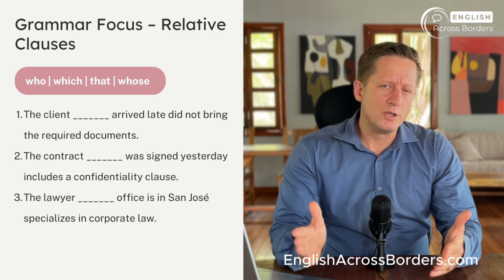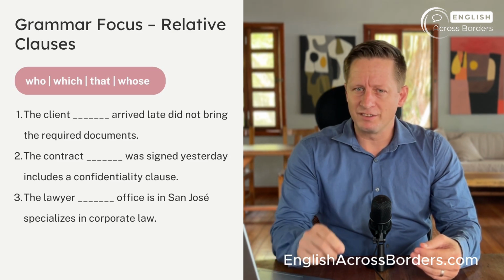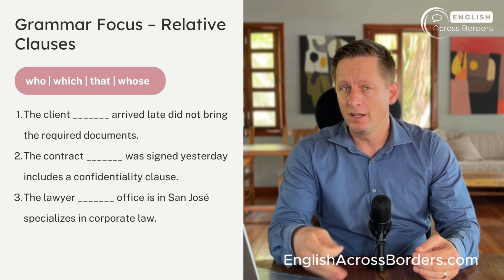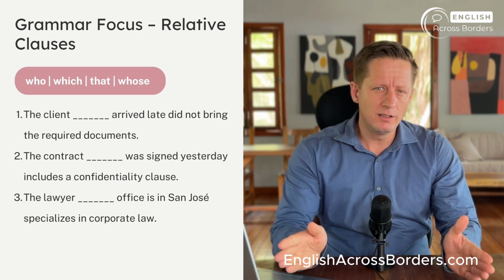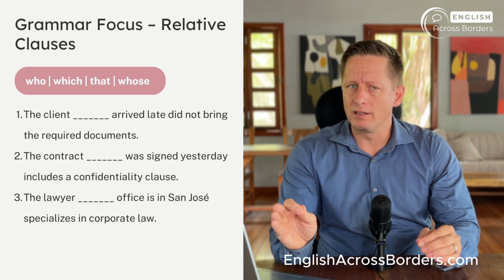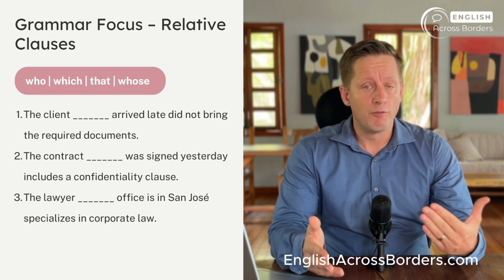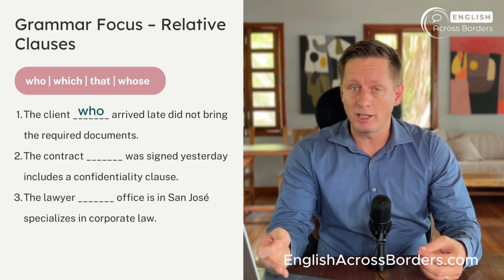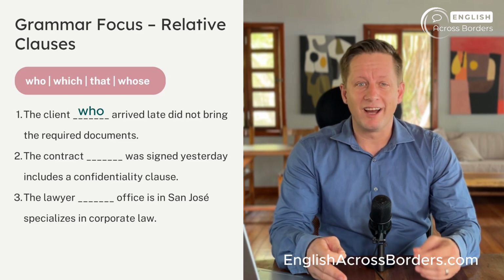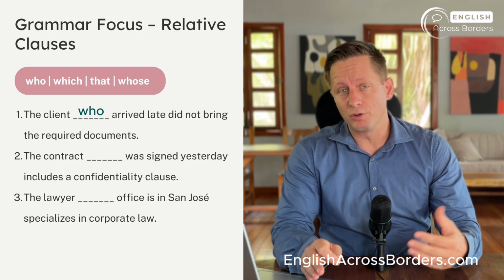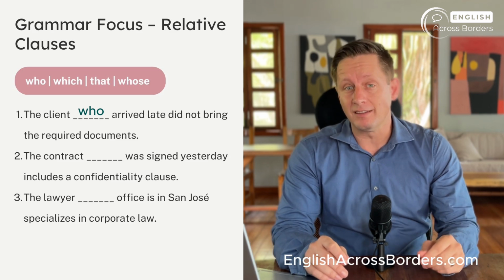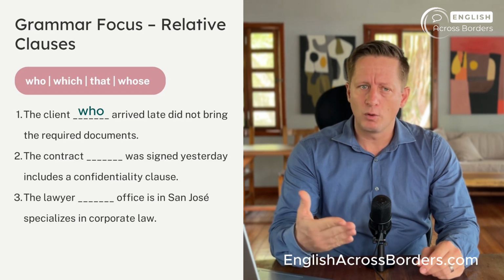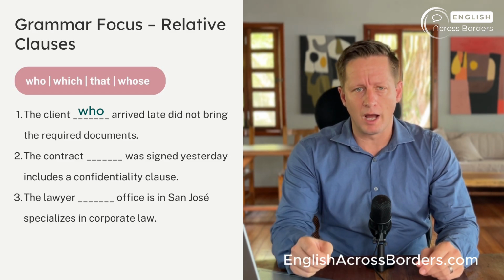Let's now practice what we just reviewed, relative clauses. These are short phrases that help give us extra information about a person, a thing, or a group. And in legal English, they're key to speaking clearly and precisely. For example, the client who arrived late didn't bring the required documents. Here, we're identifying exactly which client we're talking about, the one who was late. You'll use words like who, which, that, or whose, depending on what you're describing.